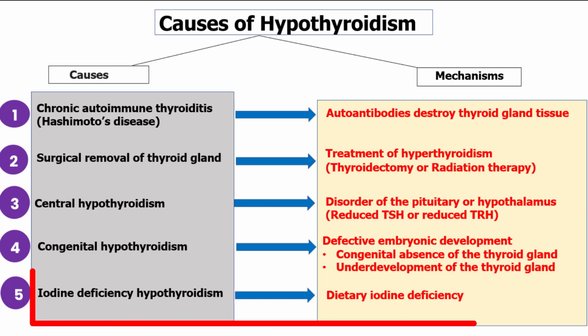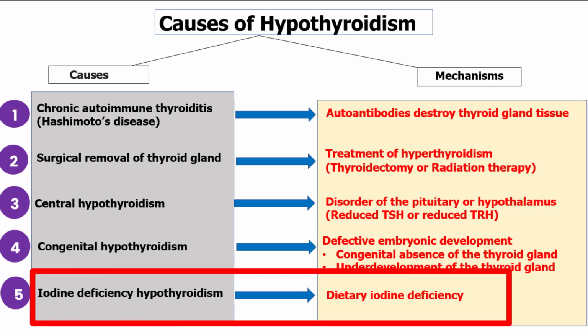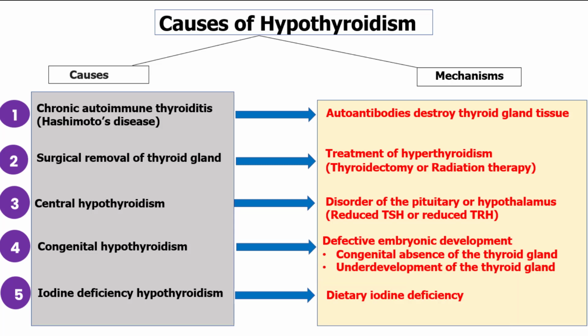The last cause of hypothyroidism is iodine deficiency hypothyroidism. This is the most common cause of hypothyroidism, which is due to dietary iodine deficiency, as the thyroid hormone formation is dependent on the iodine intake from the diet. And this is a serious condition, especially in children born to iodine deficient mothers.